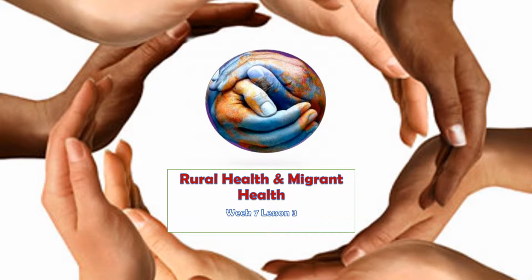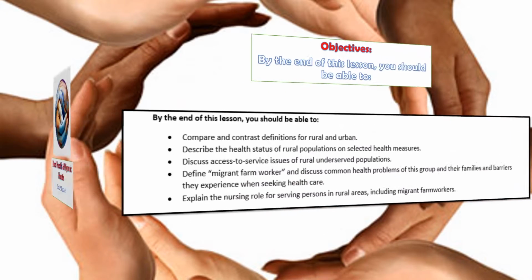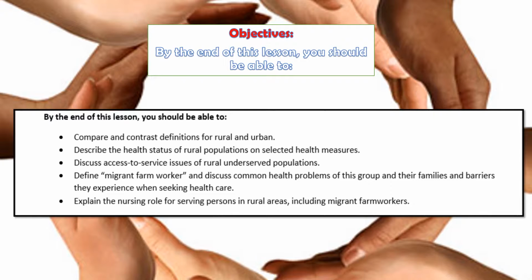This lesson covers rural health and migrant health issues for RNs. By the end of this lesson, you should be able to compare and contrast definitions for rural health and urban health. You should be able to describe the health status of rural populations or selected health measures. You should be discussing access to service issues for rural underserved populations. You should be able to define what a migrant farm worker is and discuss common health problems of this subgroup and their families and barriers they experience when seeking health care. You need to be able to explain the nursing role for serving persons in rural communities, including migrant farm workers.